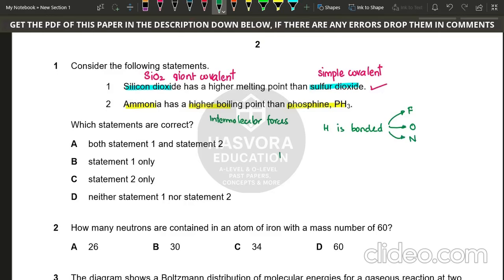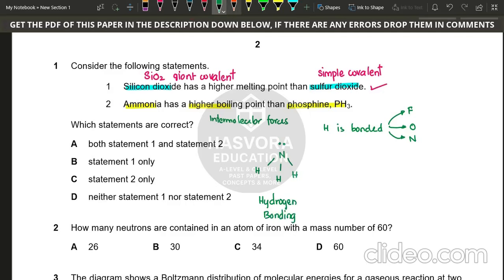Now you can see in ammonia we have a lone pair, and it is bonded to three hydrogen atoms, and it has a trigonal pyramidal structure with a 107-degree bond angle. So it actually has hydrogen bonding, which is the strongest intermolecular force.